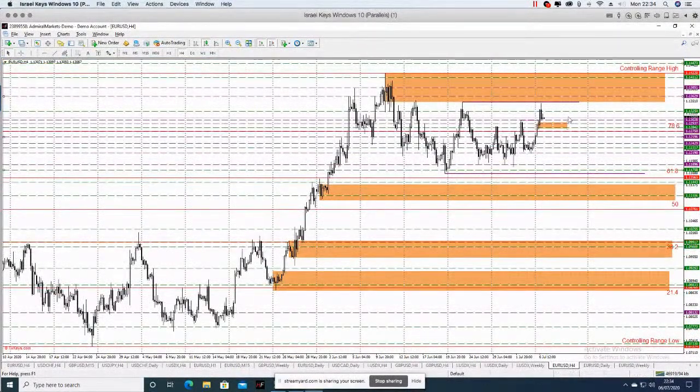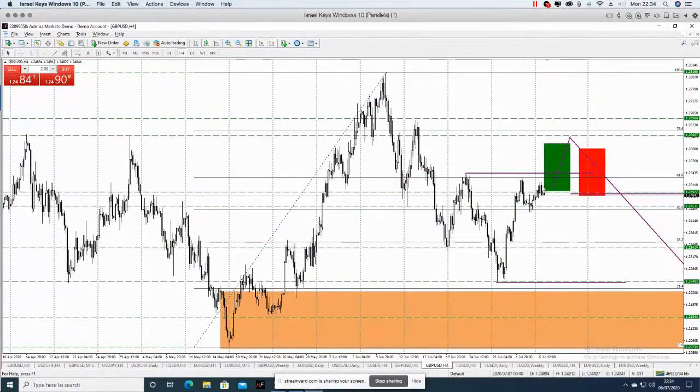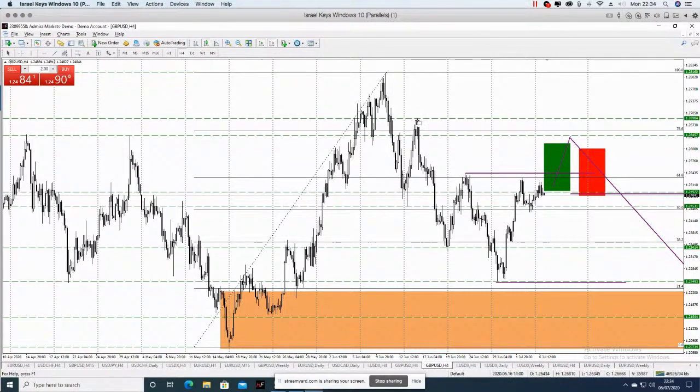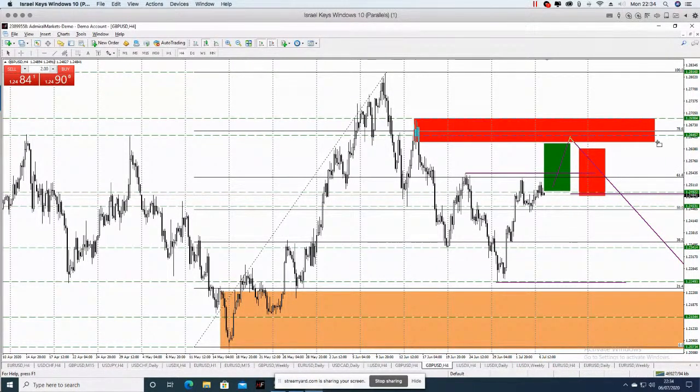On EU, we're already above the 78.6 level. So in a level of high premium. On GU, we're still below the 61.8. So we could potentially see price on GU, because GU is a lot more volatile than EU at the moment. This is then in play.